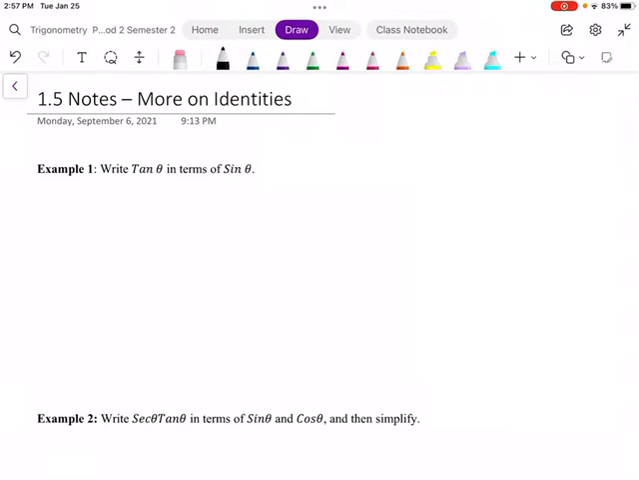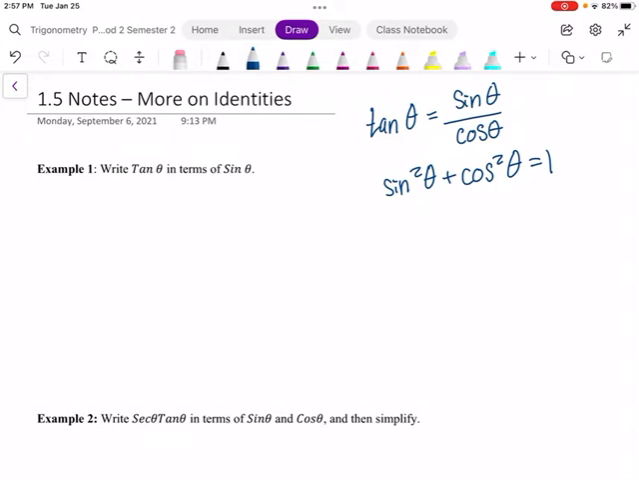Section 1.5 is on more identities. So yesterday we talked about how tangent of theta is equal to sine over cosine. And we also talked about the Pythagorean identity with sine squared theta plus cosine squared theta equals 1. So those are the most important ones from yesterday that we talked about.